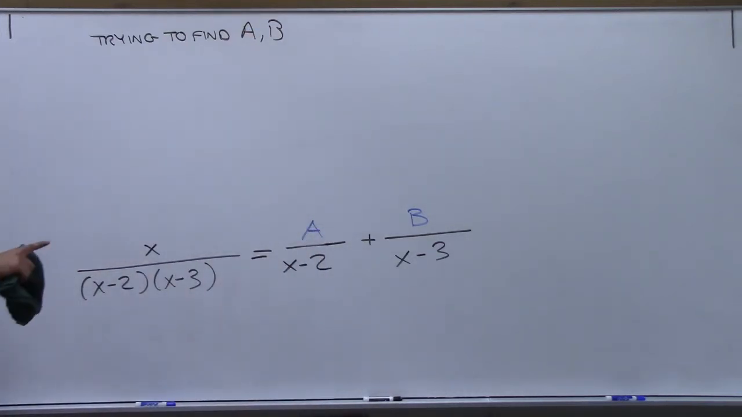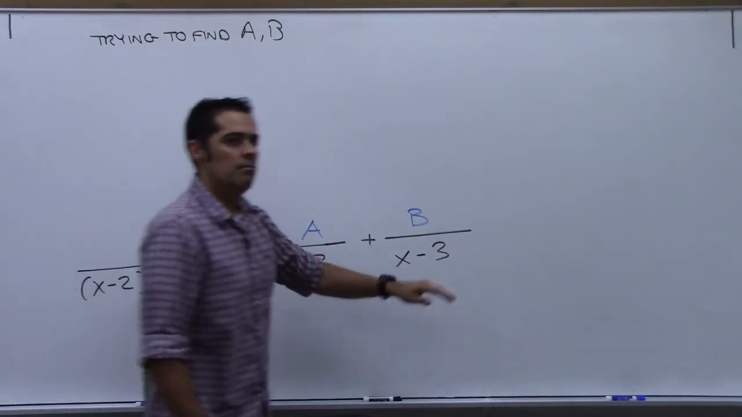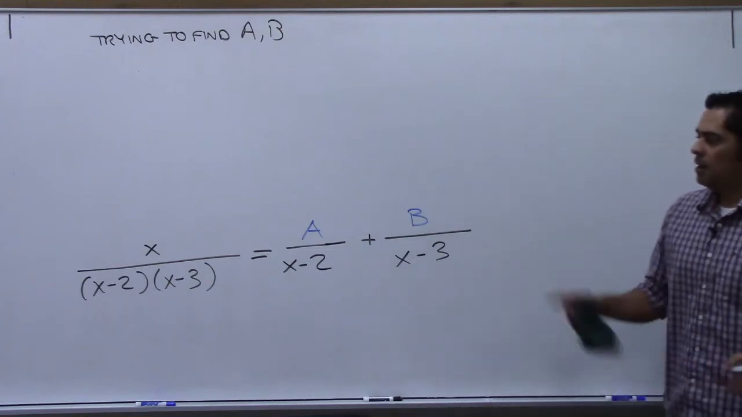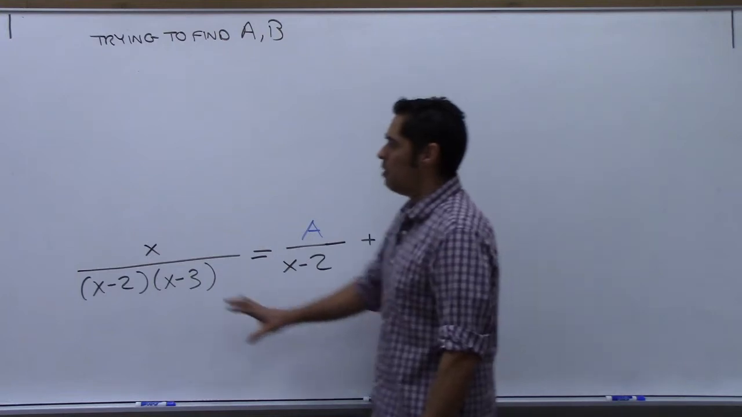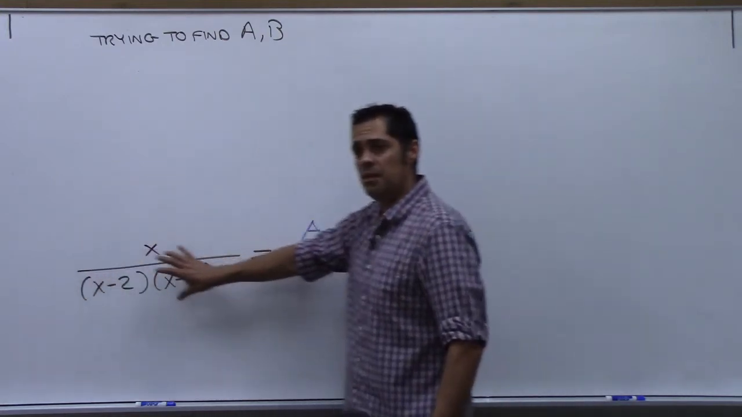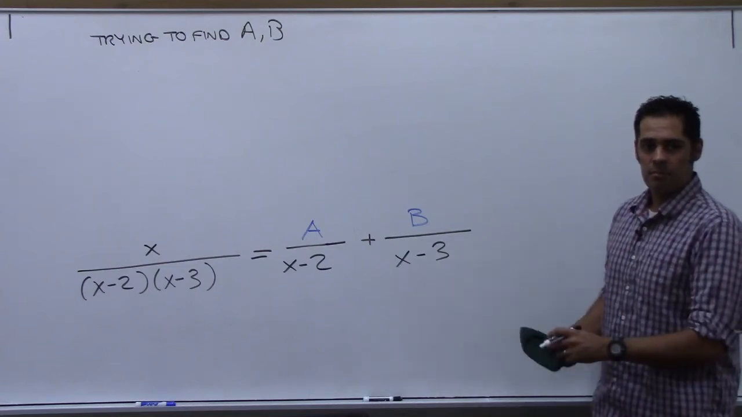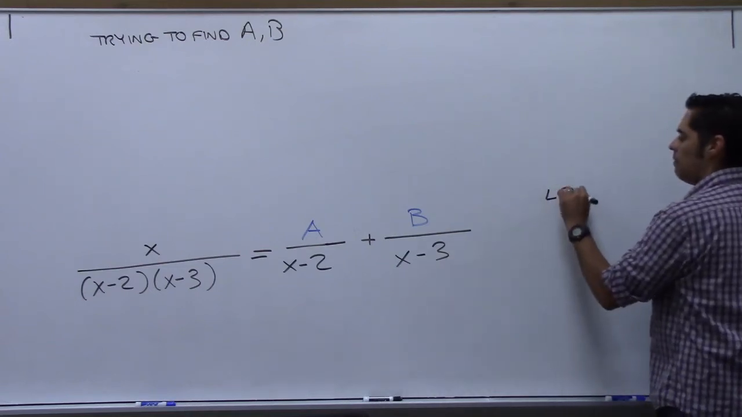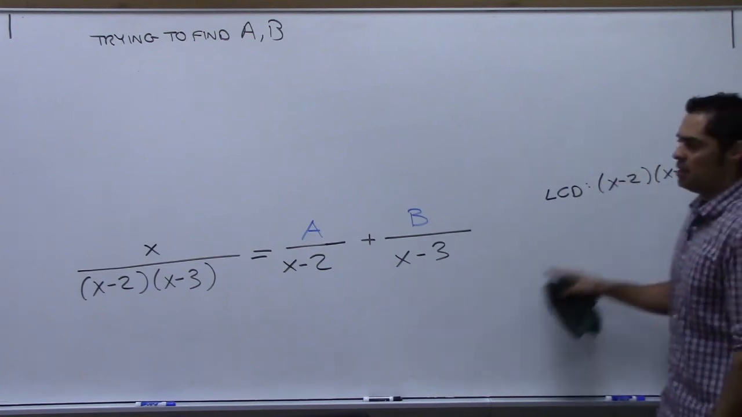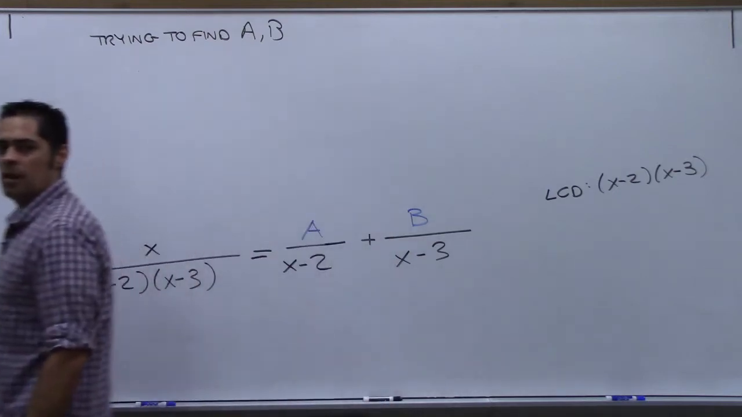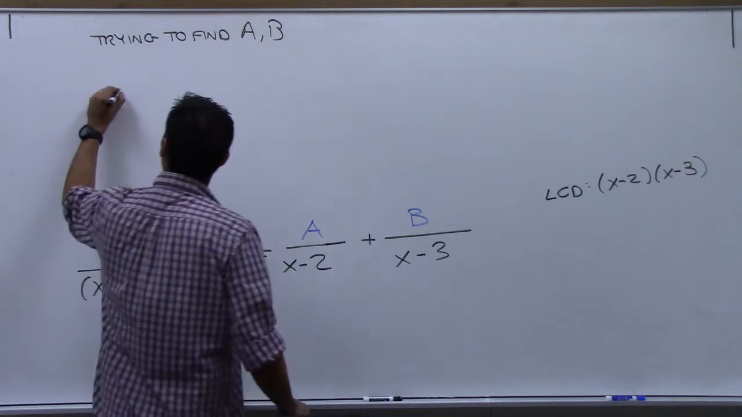All right, if we look at the left side and the right side, is there an LCD? Yes. What is it? X minus 2 times x minus 3, right? So what I'd like for us to do is multiply the left side by the LCD and the right side by the LCD. The LCD is x minus 2 times x minus 3. What happens when I multiply this on this side? Everything cancels except an x. So all you have on the left is x, yes? With me?